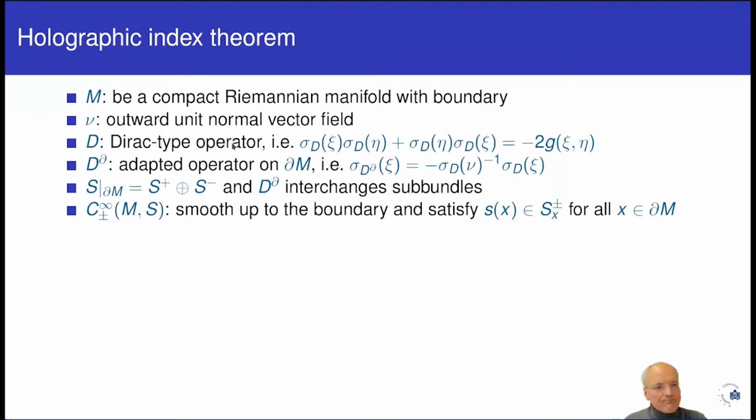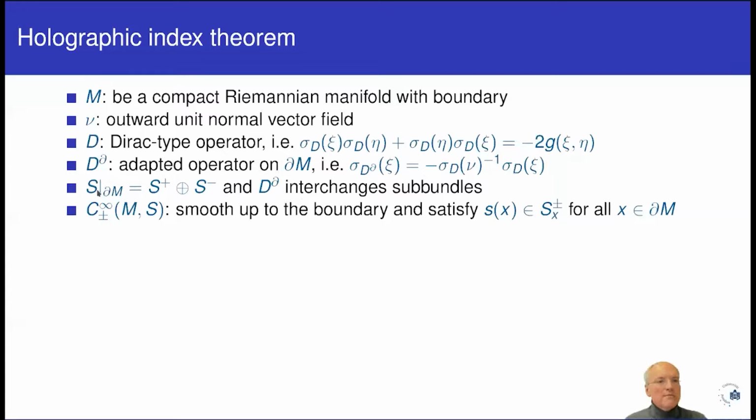deserve the name Dirac. And then associated to this operator on the manifold M, we assume we have an adapted operator on the boundary. And this adapted just means that there's a compatibility condition between the principal symbols, which I have here. So essentially the principal symbols coincide, except that along the boundary, the principal symbol is composed with the principal symbol, or rather its inverse, applied to the unit normal vector field. And from this, it follows directly that this operator on the boundary is also of Dirac type. It also satisfies automatically the Clifford relations.